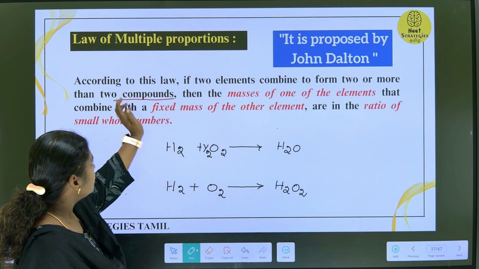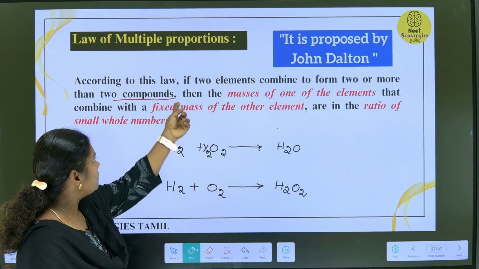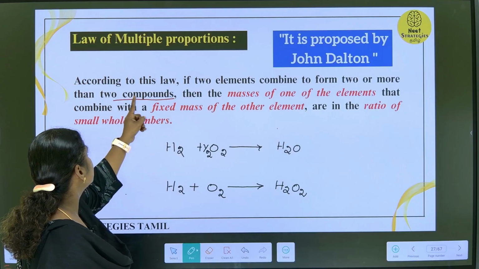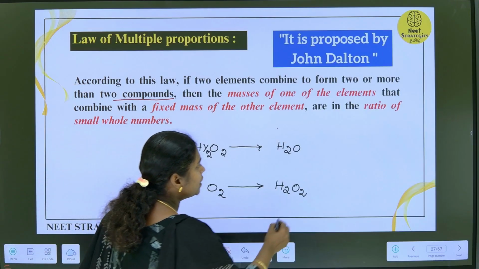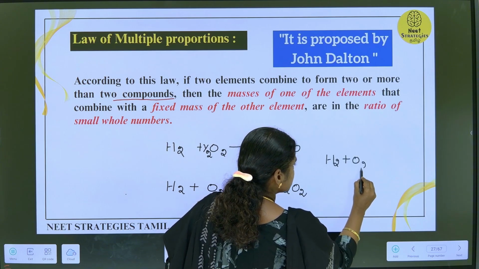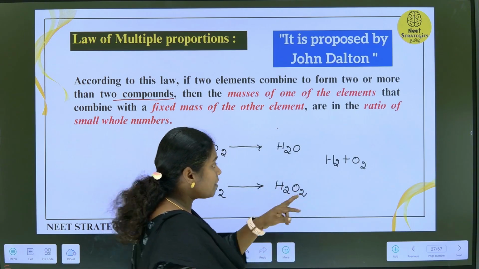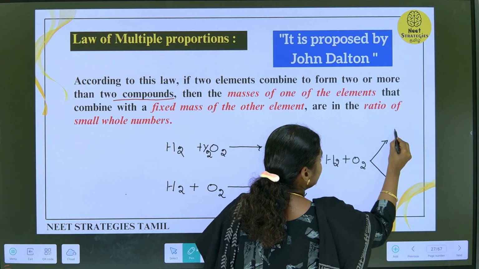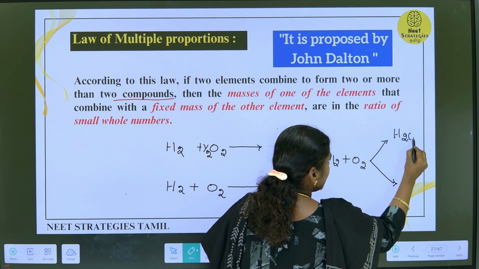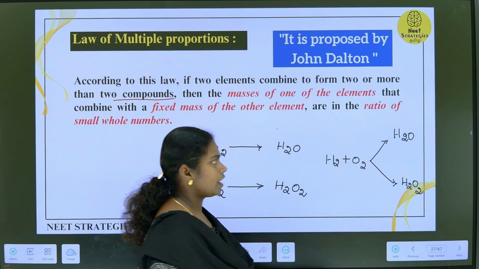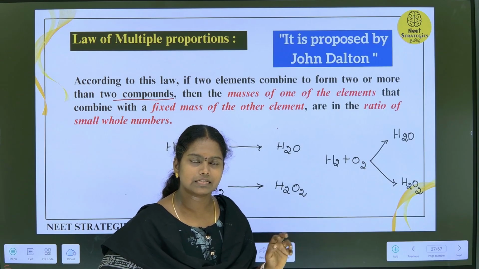Now it comes to the law: two elements combine to form two or more compounds. The two elements are hydrogen and oxygen. These two elements combine to form two compounds. One compound is water, another is peroxide, H2O2.